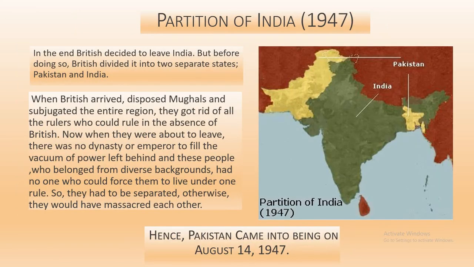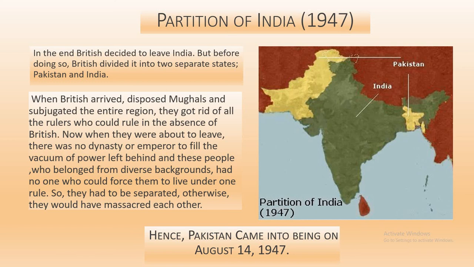Politicians like Mahatma Gandhi exploited the weakness of the British and ultimately forced them to leave India. In 1947, the British decided to leave India, but before doing so, they divided it into two separate states, Pakistan and India. When the British arrived here, they deposed the Mughals and subjugated the entire region. They got rid of all the rulers who could rule in the absence of the British.